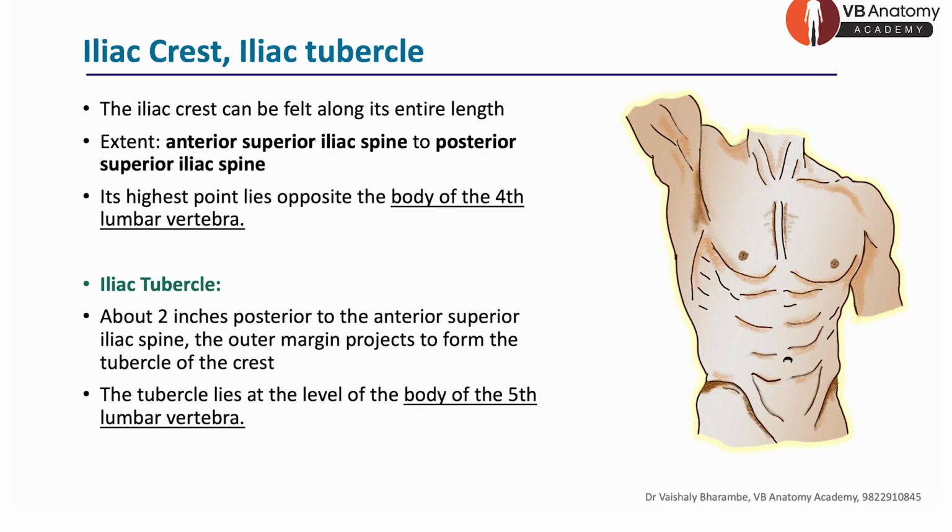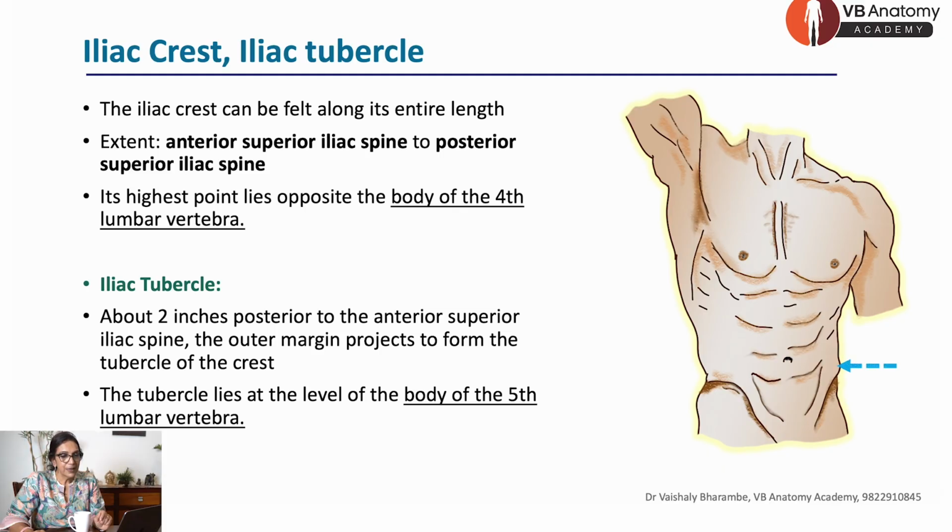Moving on to iliac crest and iliac tubercle. Take a look at this image now. This is your iliac crest, quite easily seen, anteriorly ending at the anterior superior iliac spine, posteriorly at the posterior superior iliac spine.